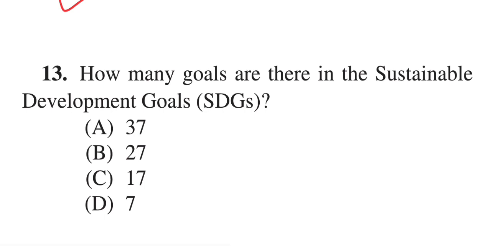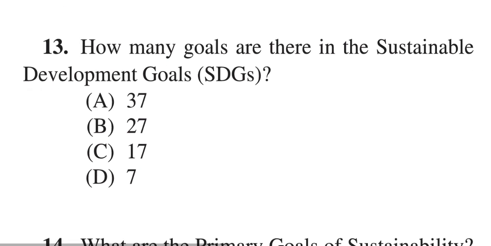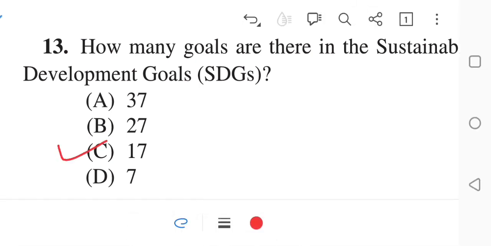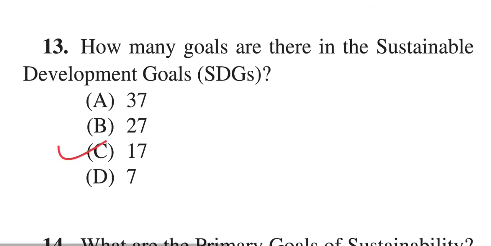How many goals are there in the Sustainable Development Goals, or SDGs? 37, 27, 17, 7. So correct answer of this question is C, that is 17 goals. You must have heard this is related to the UN, United Nations. If you don't know, then do your own research right now. So 17 goals are there in the Sustainable Development Goals, or SDGs, and there are other goals also. I have forgotten what the term was, but please do your own research so that you will know about it.